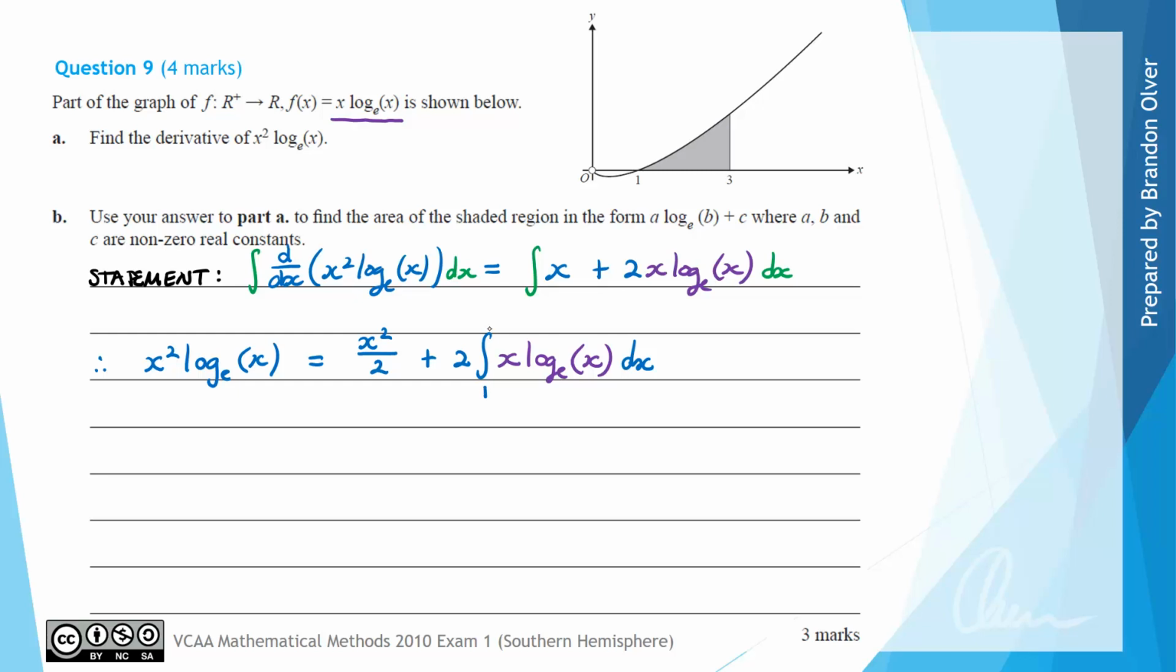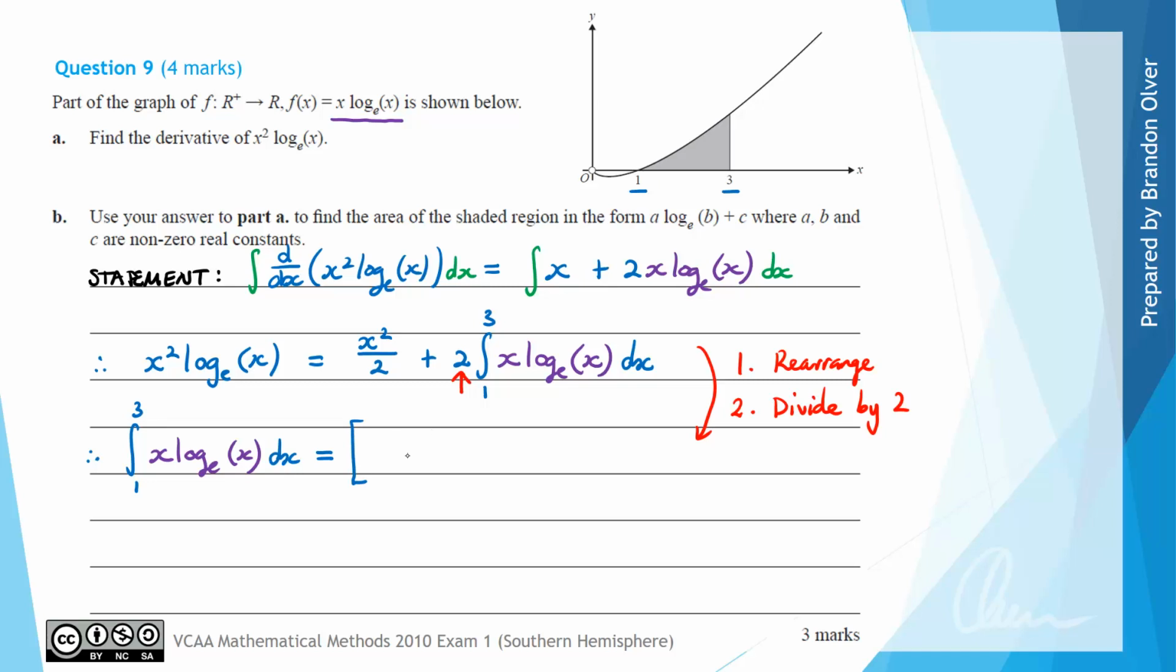At this point I'm going to include the terminals of 1 and 3, which is where we want the area between. There's a couple of things we're going to do in this next step. The first thing is we're going to rearrange, to get the x log e of x integral by itself, and as part of that we're going to need to divide by 2, because there's currently a 2 multiplying that integral. So the integral between 1 and 3 of the function x log e of x dx is equal to, and we're going to put this in square brackets because we're still going to have our terminals, we already had x squared log e of x and we need to divide that by 2, so we can write this as x squared over 2 times log e of x. Then we needed to subtract away the x squared on 2, but halving that will now give subtract away x squared on 4, and the terminals are between 1 and 3 still.